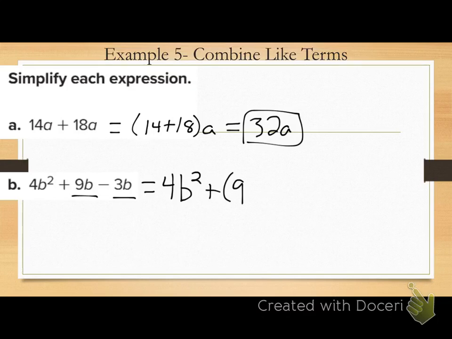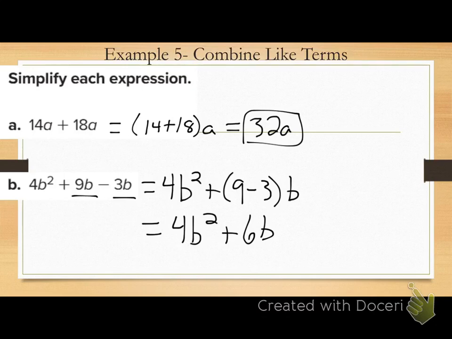And then, just like I did earlier, these coefficients are being subtracted now, and I'm leaving the b just like it is. 4b squared plus, what's 9 minus 3? 6. And I've got that b after it. Any questions on this first step that I've done?